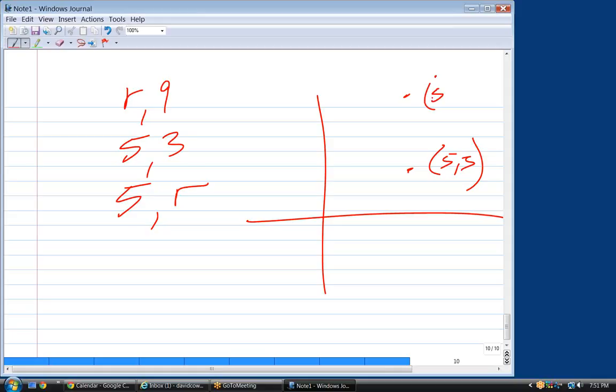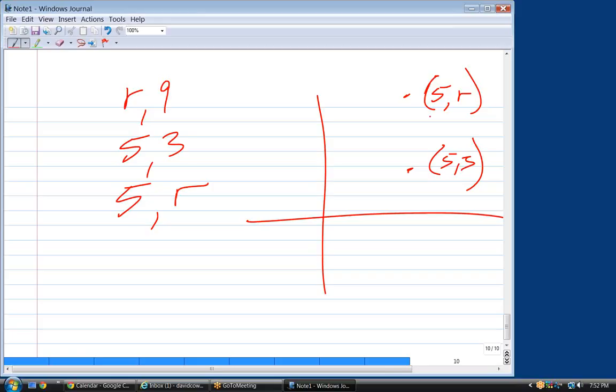That makes it not a function, no matter what R is, except if R was 3. That's got to be the answer. 3?